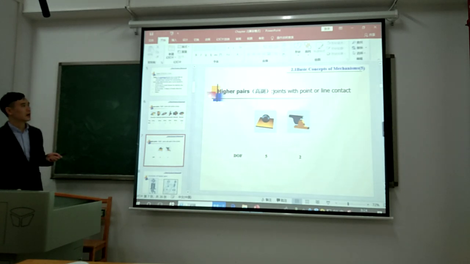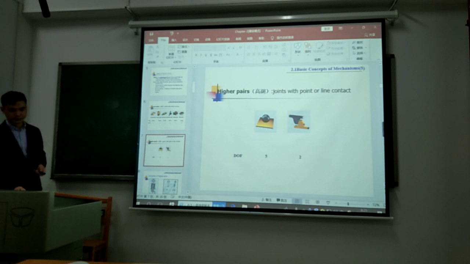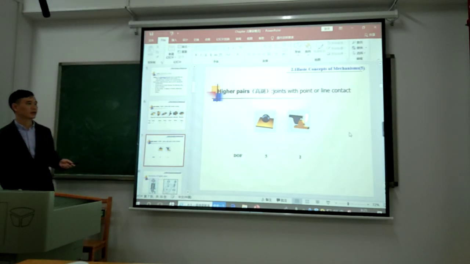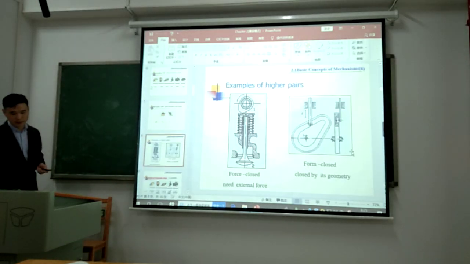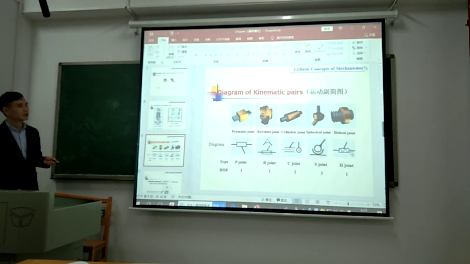Next is the high pair. It joins with point or line contact. There are two kinds of high pair. In this video, we exhibit them. The first one is a joint contacted at a point. The second one is contacted along a line. These are examples of high pairs and the diagram of kinematic pairs.